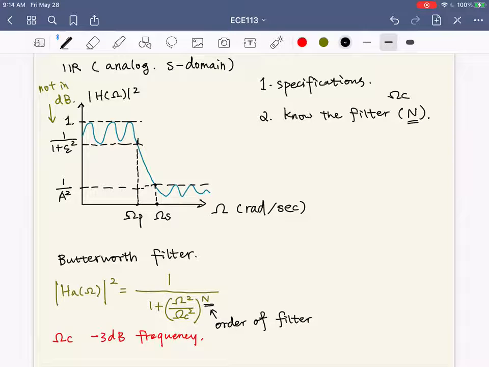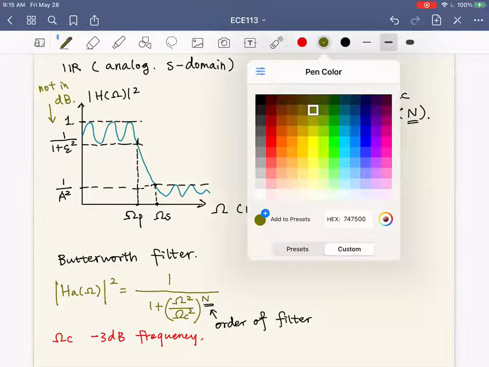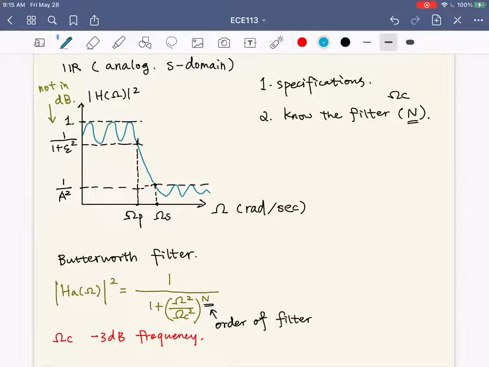So let's say I want the filter to have an attenuation of 1 over a naught square, and what should a satisfying n be? To do this, it's not as difficult as we thought. I will show you now. The first thing is to get the expression of your filter, okay?